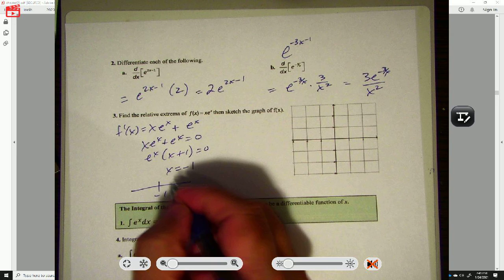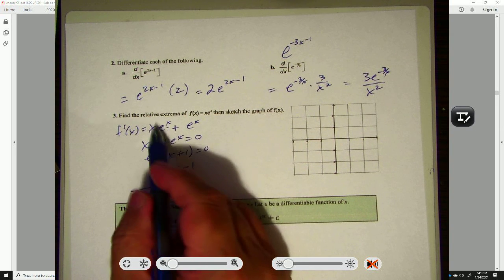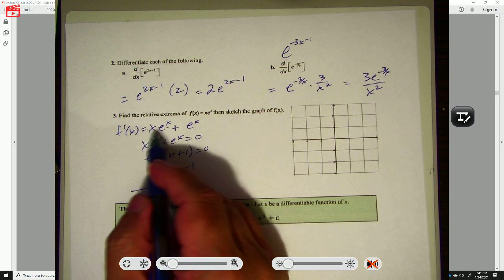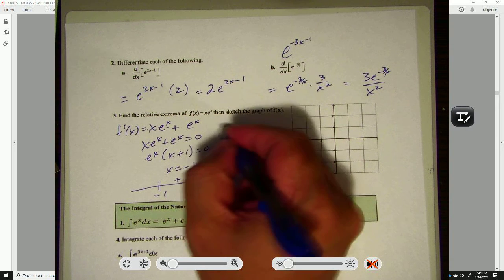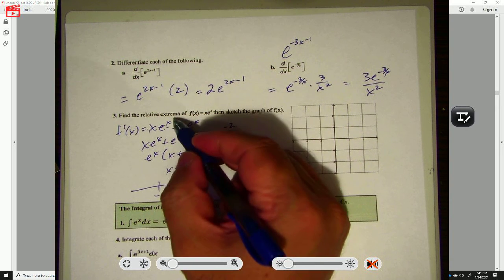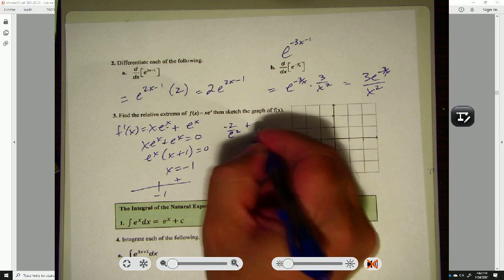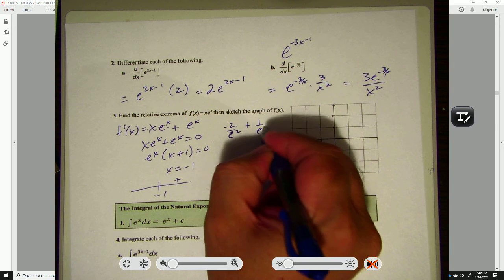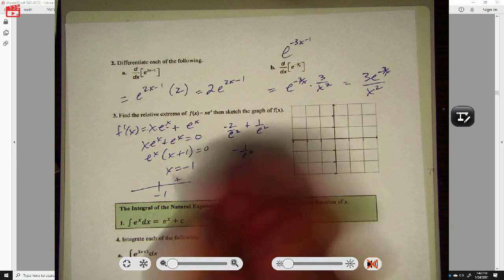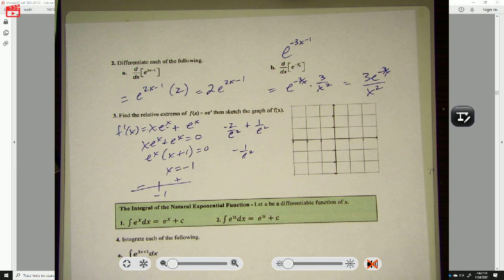Negative 1. Plug in 0, and I get 1, right? This part is 0, but that's 1, so it's positive. Plug in negative 2. It's going to be negative 2 over e squared, since it's e to the negative 2, and then plus 1 over e squared. So this becomes negative 1 over e squared. So it's negative, so that is a minimum. Alright, so that means a minimum at x equals negative 1.